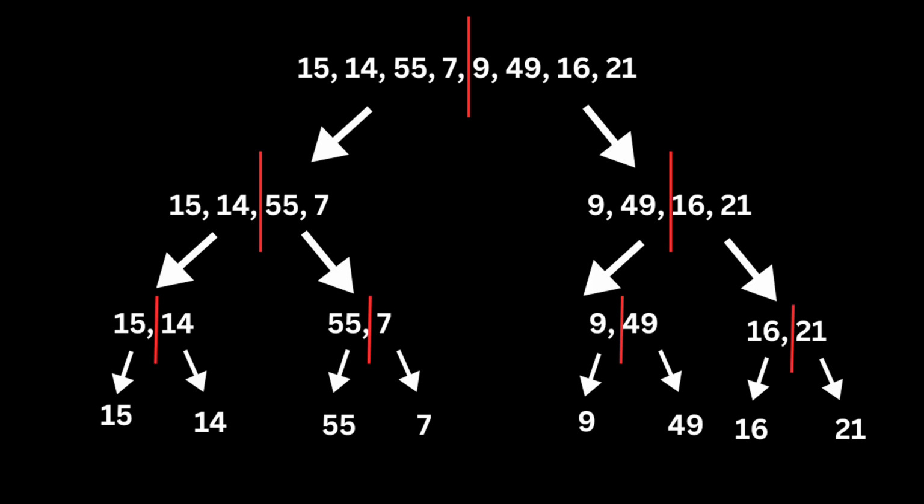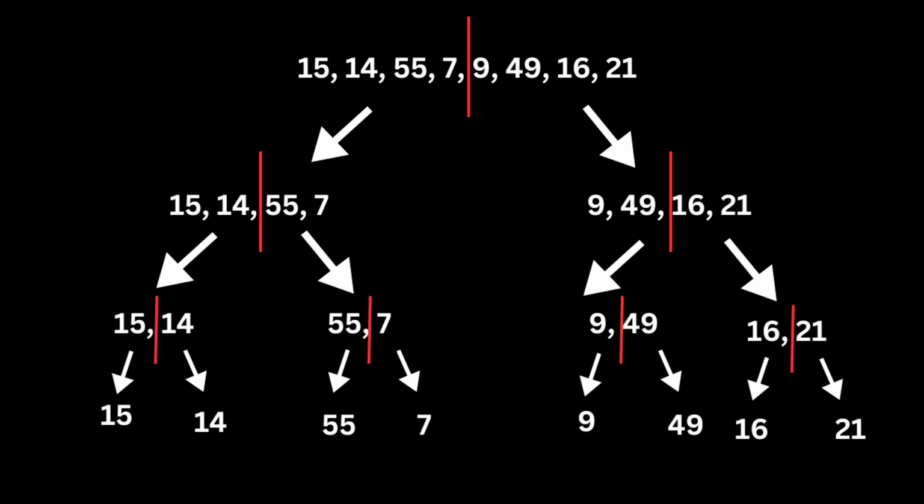Next, each of these halves is further divided. On the left, we split 15 and 14 apart from 55 and 7. Similarly, on the right, we separate 9 and 49 from 16 and 21. Now, we keep dividing until each subset has just one element. So, we end up with individual numbers: 15, 14, 55, 7, 9, 49, 16, and 21, each in its own group. The next step is where the magic happens: merging.